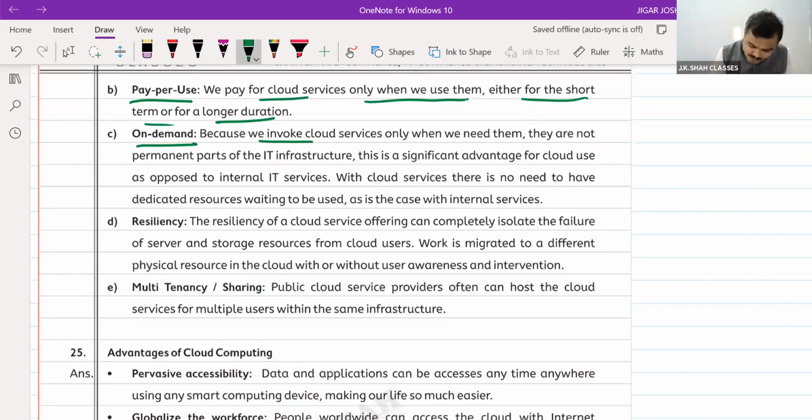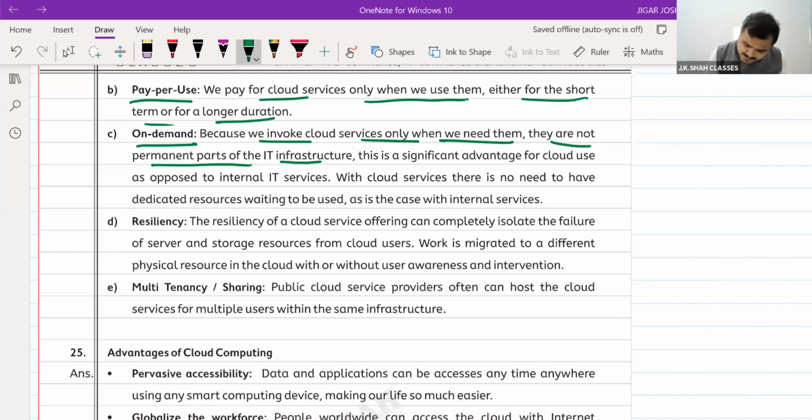See this. Because we invoke cloud services only when we need them, they are not a permanent part of our IT infrastructure. Example, sir, IPL. Are you interested in IPL matches, people? Have you seen IPL matches? I will not ask your favorite team also. But tell me, people, is the IPL website available throughout the year? The website is available only during IPL time. It means they are not a permanent part of IT infrastructure. When we need them, we'll buy them. If we don't need them, we'll discontinue.